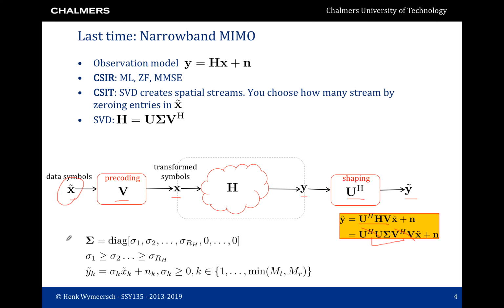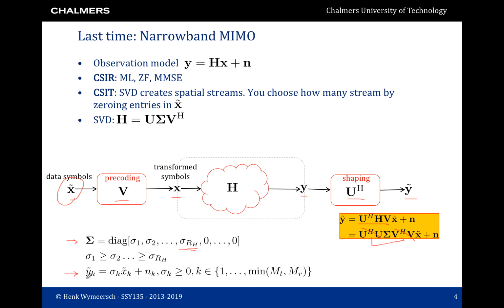In more detail, Sigma is the matrix of singular values. It's a diagonal matrix with these entries. These entries are by convention ordered from largest to smallest. They are all non-negative. The final entry here, sigma R_H, that is non-zero, has this subscript R_H, which is the rank of the channel. The rank of the channel is always less than or equal to the minimum of the number of transmit and receive antennas.